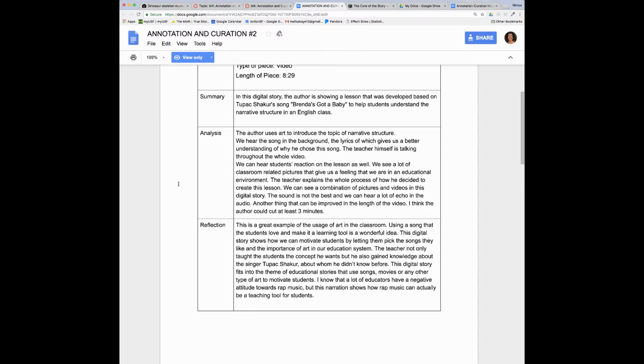And then he speaks about the video in more detail. There's a song in the background, there's lyrics. This gives us an understanding of why the artist chose the song. And then the teacher talks throughout the whole video.